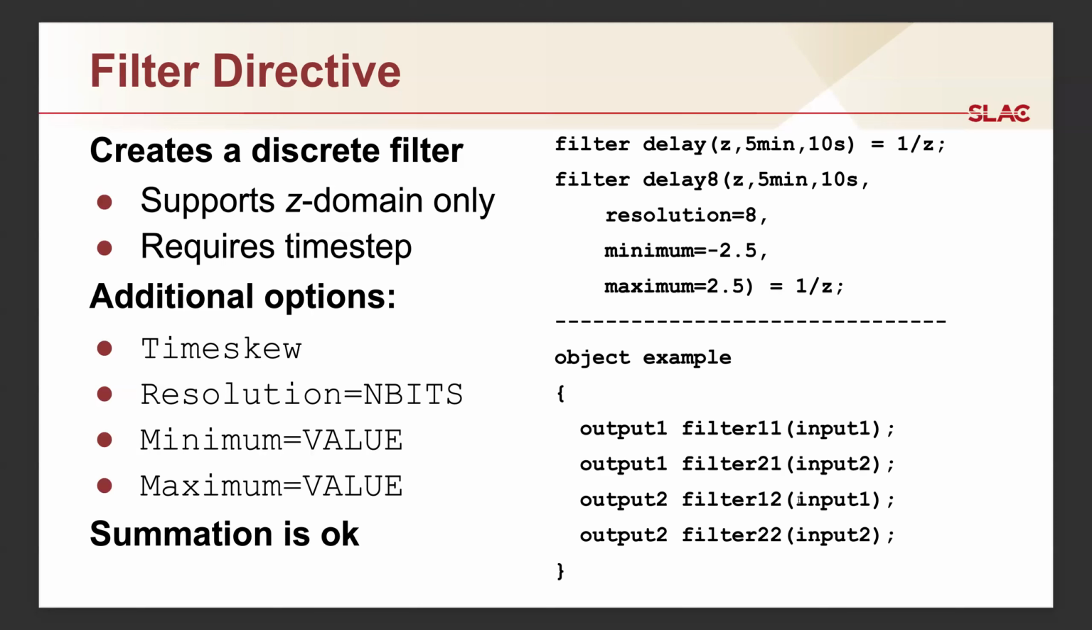And then similarly, filter 1.2 takes input 1 and sends it to output 2. And filter 2.2 takes input 2, filters it, and adds it to output 2. So you can essentially create not only single input, single output filters, but using this mechanism, you can create multiple input, multiple output filters of just about any complexity you want. So once you've got these filters specified in Z-domain, the simulator can implement them as necessary.